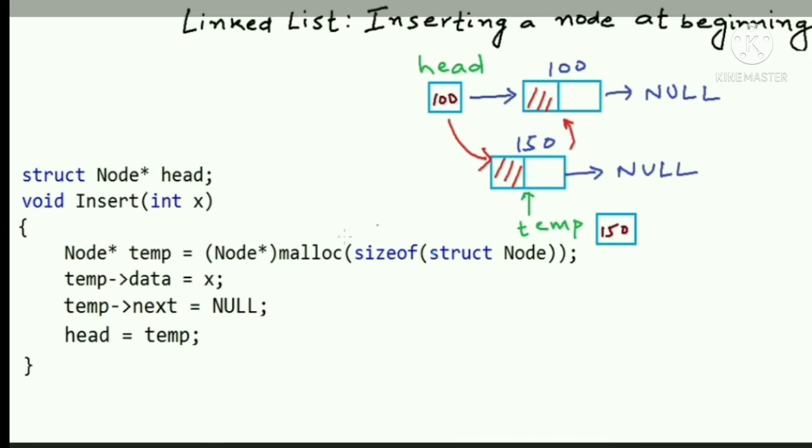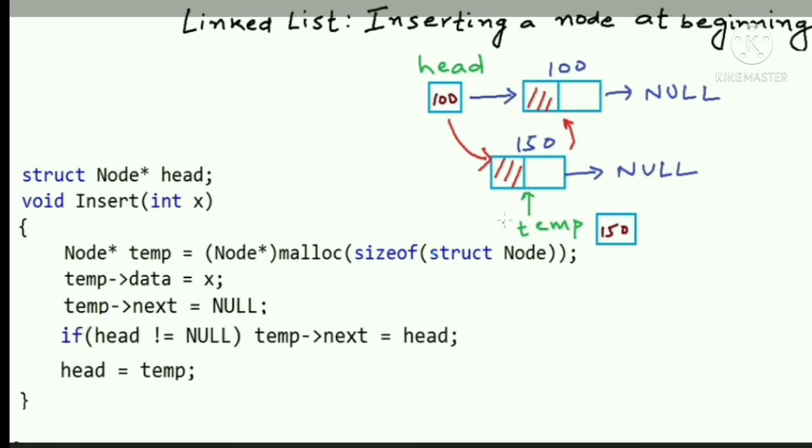So what we can do is write something like: if head is not equal to null, or if the list is not empty, first set temp.next equal to head. So we first build this link. The address here will be 100, and then we say head equal to temp. So we cut this link and point head to this newly created node. And this is our modified linked list after insertion of this second node at the beginning of the list.